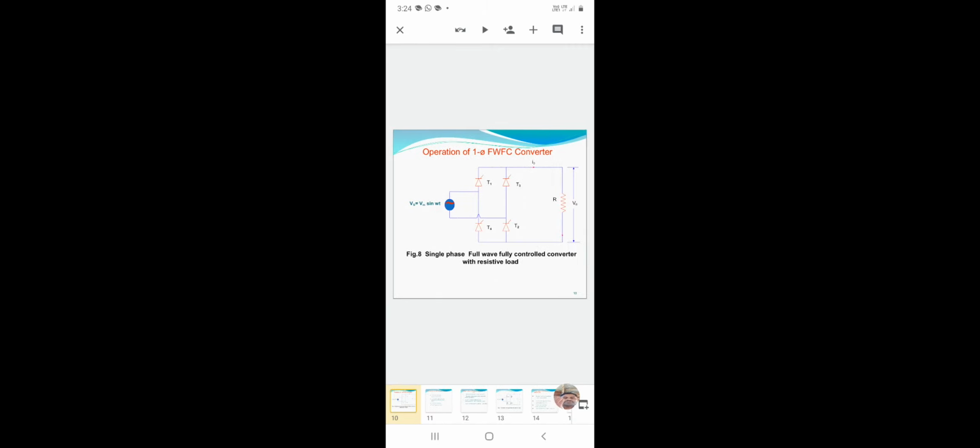There are 4 thyristors. We have to observe the single phase fully controlled converter circuit. Here this is the fully controlled converter circuit. How many thyristors are there? 1, 2, 3, 4. 4 thyristors. So here option D is the correct answer.